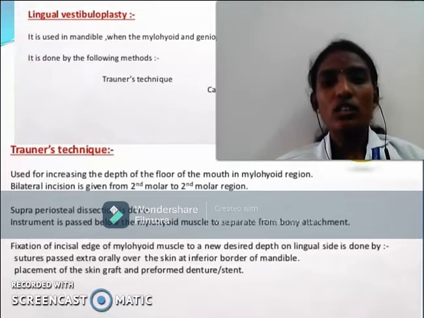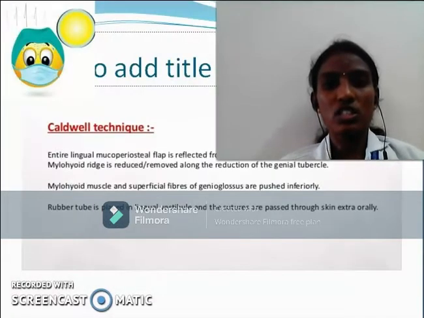A bilateral incision is given from second molar to second molar. Supraperiosteal dissection is done. An instrument is passed below the mylohyoid muscles to separate the bony attachment. The incisal edge of the mylohyoid muscles is fixed at the new desired depth of the lingual side. Placement of the skin graft is performed.